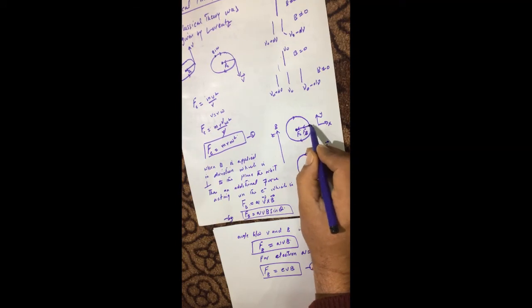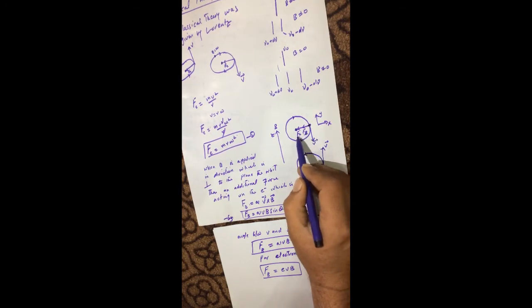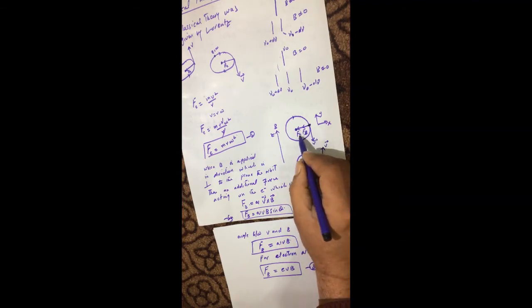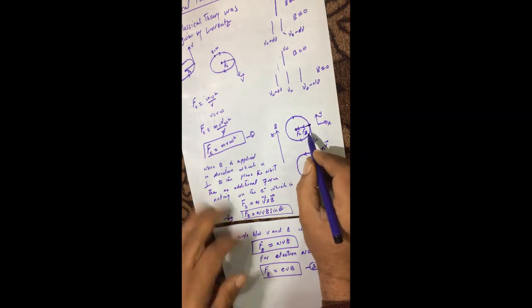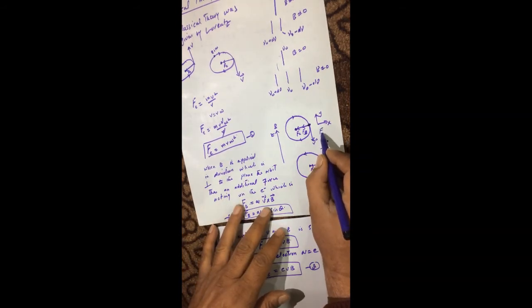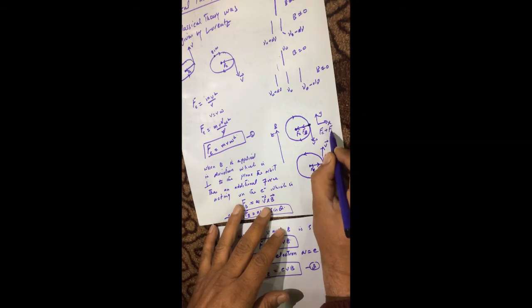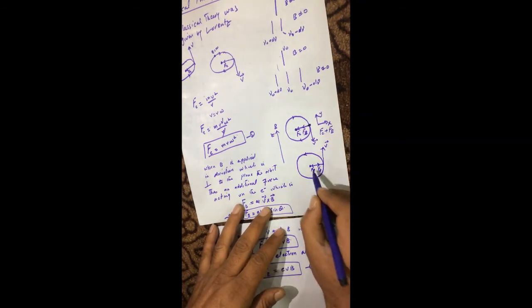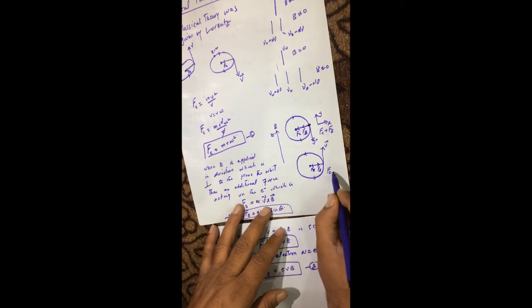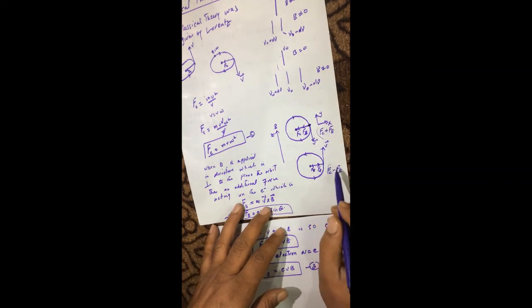Now in this case, the net force on the electron, which in the absence of magnetic field was F_c, is now the centripetal force plus magnetic force. Here the net force is F_c plus F_B on the electron. But once the magnetic field is applied, here the net force is F_c minus F_B. So here the net force increases and here the net force decreases.